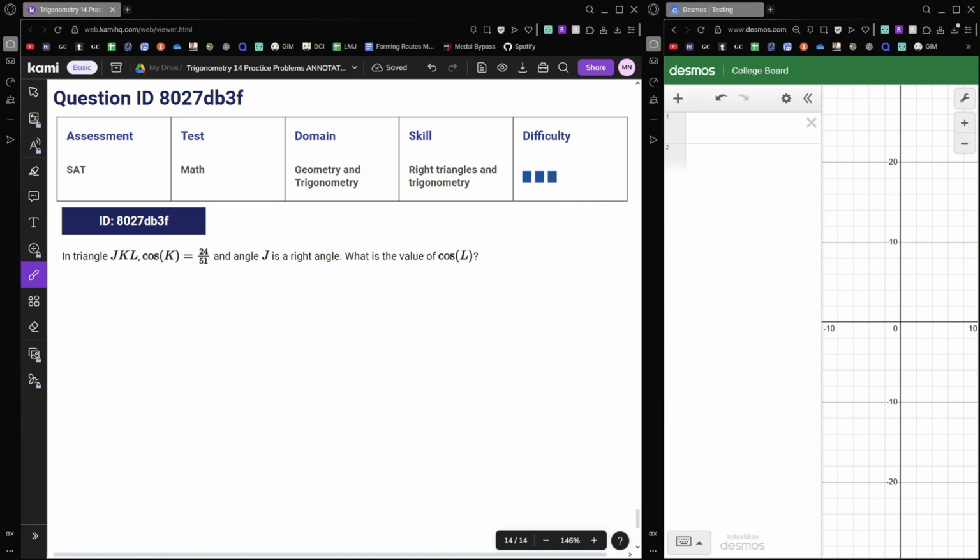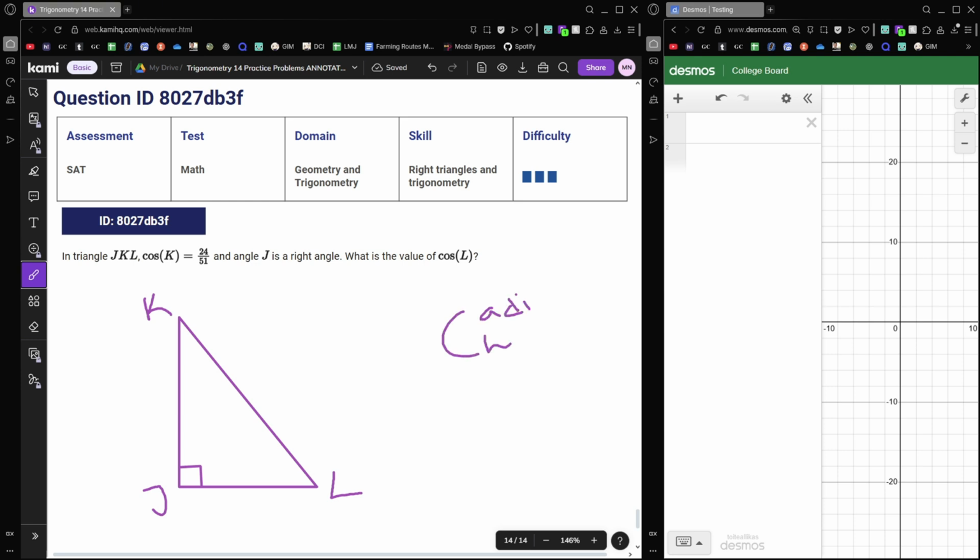Question number 14. In triangle JKL, cosine of K is equal to 24 over 51. So in SOHCAHTOA, cosine is CAH, which is adjacent over hypotenuse. So here's angle K. Adjacent to angle K is this side right here, which is 24. And the hypotenuse is across from the right angle, so that's this side. And this will be 51. Let's keep reading. And angle J is a right angle. Already did that. What is the value of cosine of L?